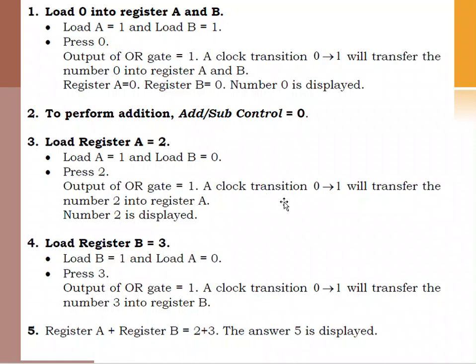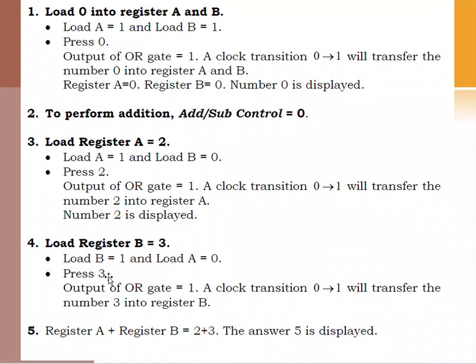So, a clock transition 0 to 1 will transfer the number 2 into register A. Number 2 is displayed on your calculator. Okay, satu nombor dah masuk iaitu 2. Next, load register B. Kita nak load register B dengan nombor 3. So, first control load B equal to 1, control load A equal to 0. Maksudnya kita nak activate load register untuk B.